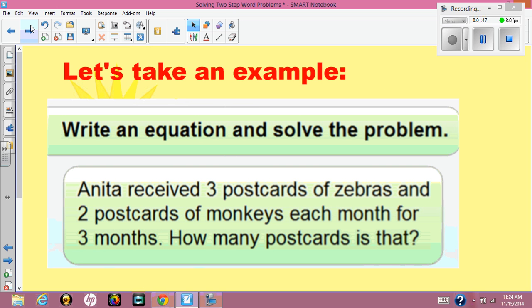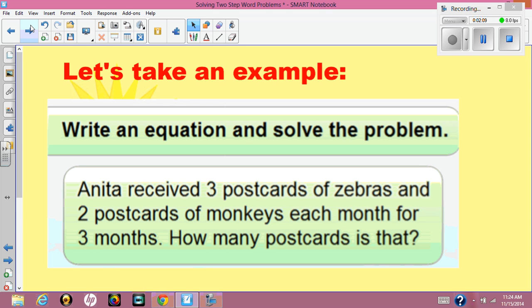Let's take this example. Remember, always, we start with reading the directions. The directions here indicate that we write an equation and solve the problem. Ladies and gentlemen, we can't simply write a number and consider it done. This is to write an equation and then solve the problem.